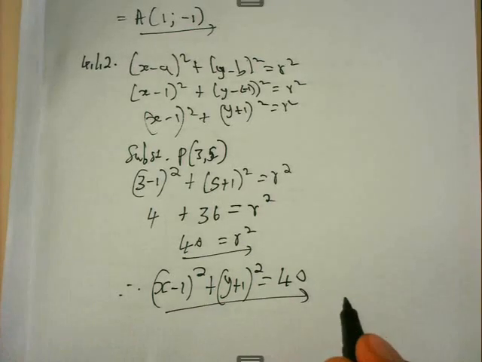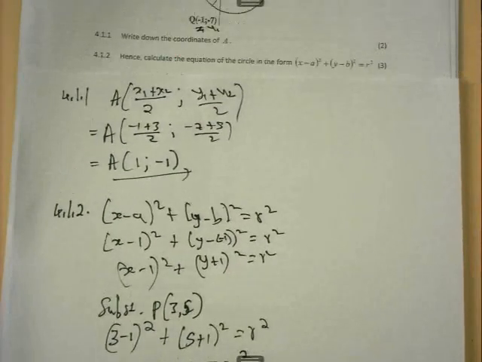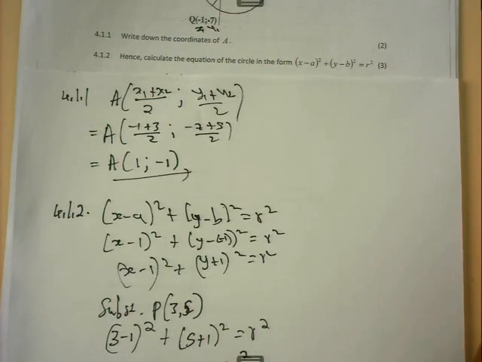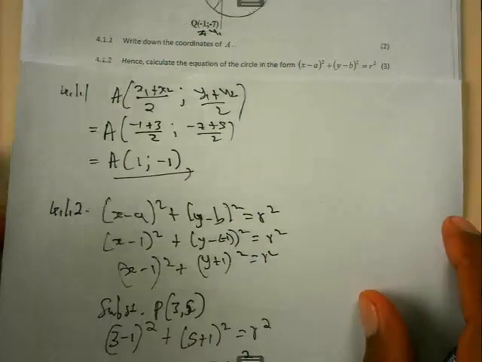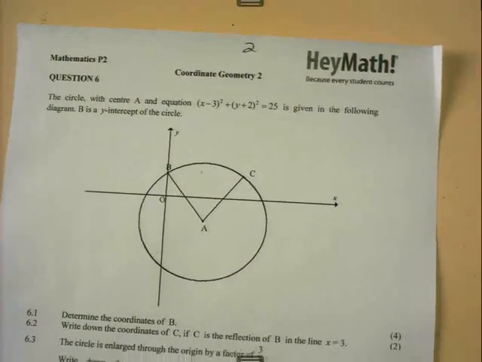That is the equation of the circle with the center A. Right, now boys and girls, I believe at least now we have two questions where we have calculated the equation of a circle centered at any point. Right, now let us take the third one to see what we have. That is question 6 now.